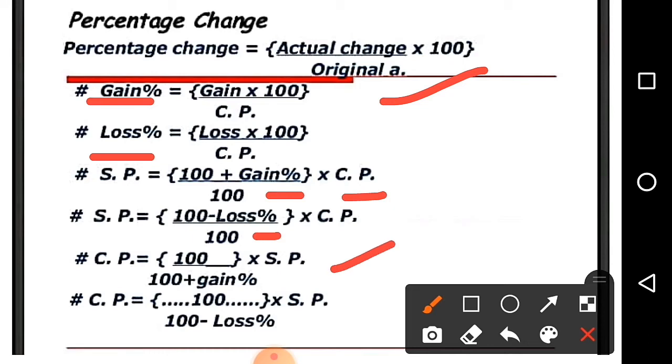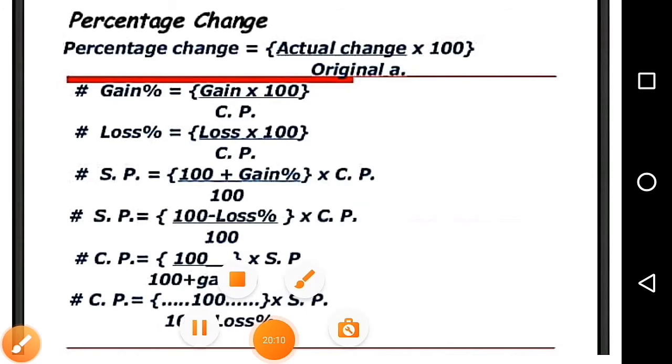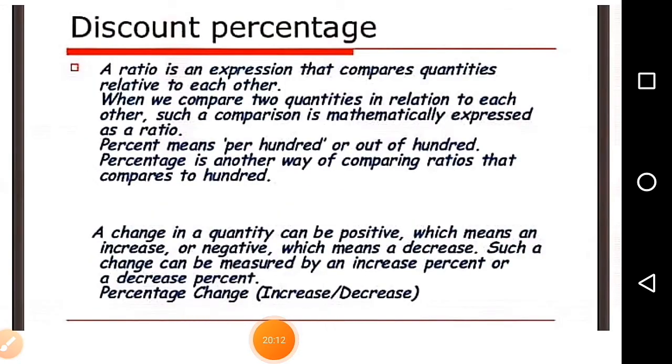this is the formula, and at last, this is the formula again when loss percentage and SP is given. So these are the list of formulas that we will be using in this chapter. Now, discount. Discount means whatever discount you get on any object when you purchase it, right? So what is discount and how to find out discount percentage? That we will see.